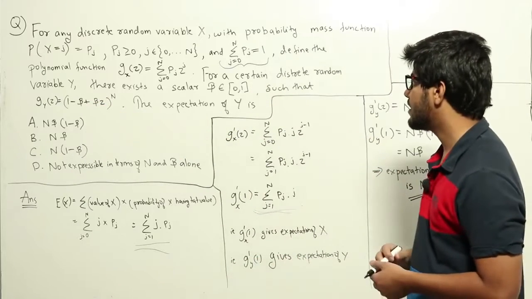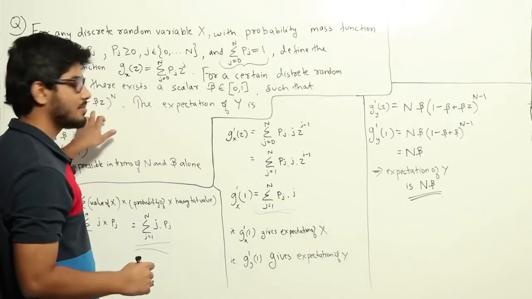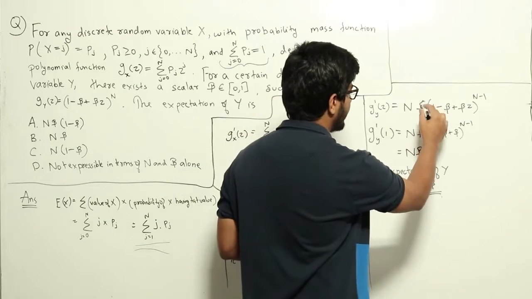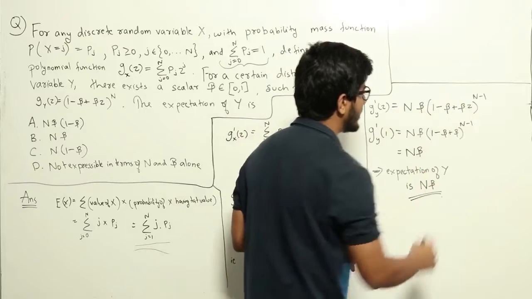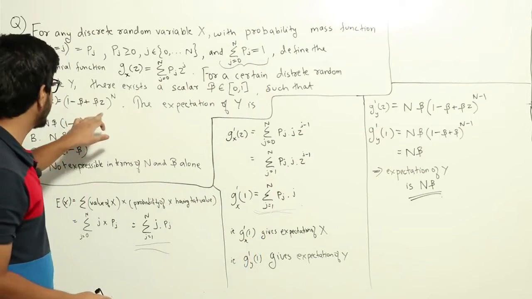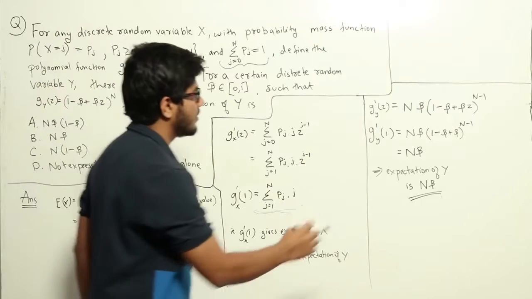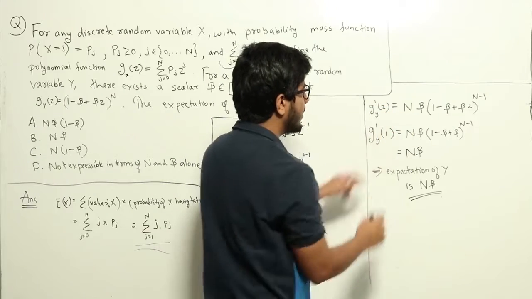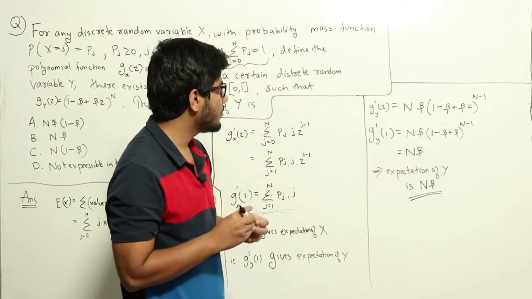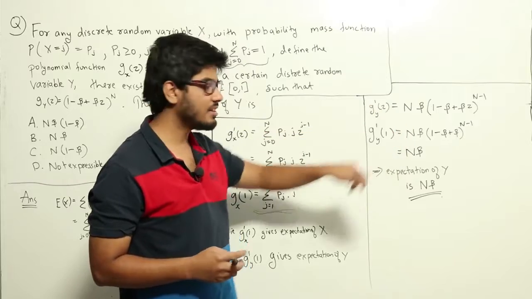So now we'll take the derivative of that. So derivative of (1 minus beta plus beta z) raised to n will be n into beta into (1 minus beta plus beta z) raised to n minus 1. How I got beta out is that 1 minus beta is a constant term, z is there only for this term, so I can take this beta out when I take the derivative of this. So g dash y of z will be n beta into (1 minus beta plus beta z) all raised to n minus 1. Now for getting expectation, we not only need to get the derivative, but we also need to assign z equal to 1.